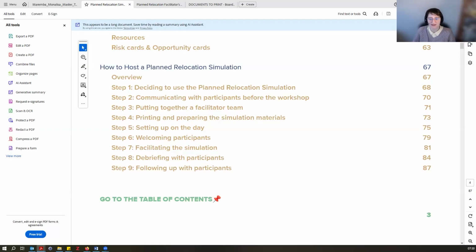So the first task is creating some sort of facilitation team. Then we already shared with you the link to Zenodo and to our website. The second big and very important thing to do is actually print out the simulation materials. And what we recommend is full color printing, as we have some color coded materials. If possible, you can use professional print shops.